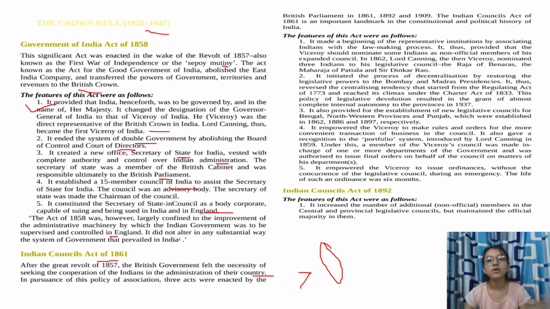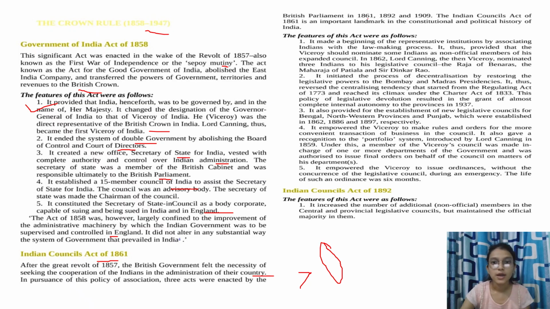So right now, all the work they are doing by their own. They were like, we don't want any Indians, we will be doing all the work by ourselves, so we don't need you. But after that particular year, they were like, no, if some Indians are a part of us, then we can govern India in a better way. In pursuance of this policy of association, three acts were enacted by the British Parliament, in 1861, 1892, and 1909. The Indian Councils Act of 1861 is an important landmark in the constitutional and political history of India. So these are particular acts which need to be remembered.